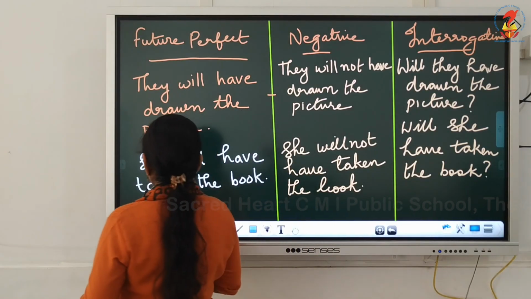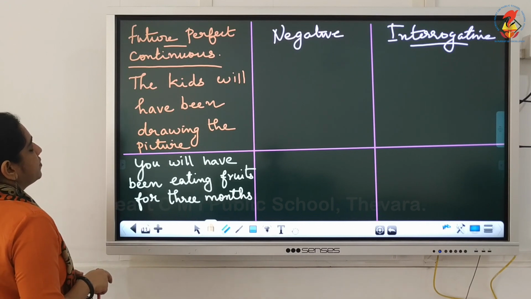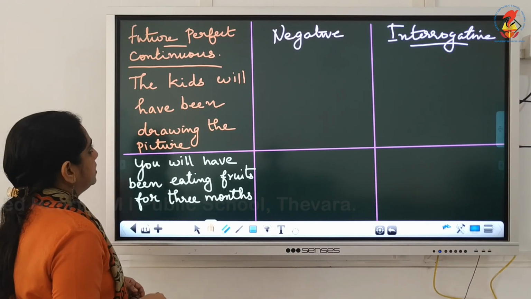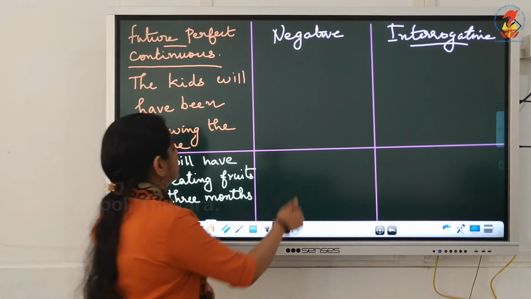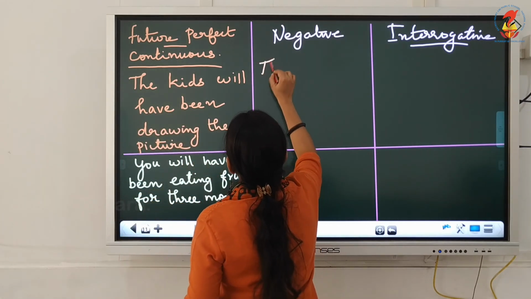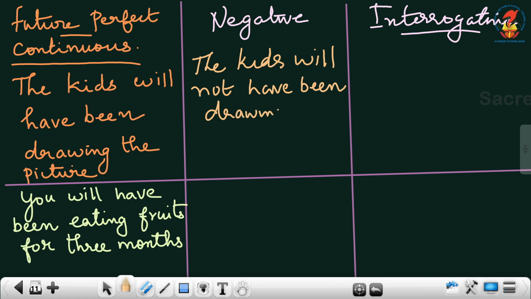Then the next one, future perfect continuous tense. How can you make it negative? The kids will have been drawing the picture. Make it negative. The kids will not have been drawing the picture.